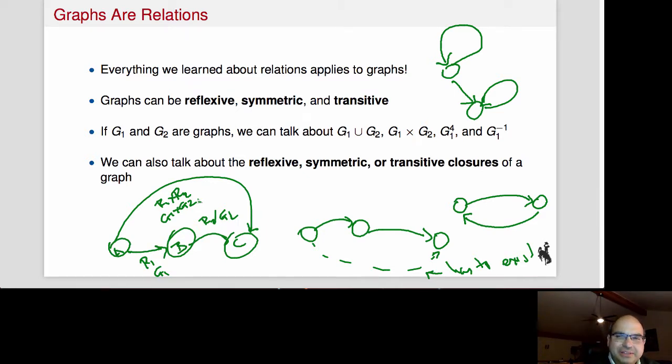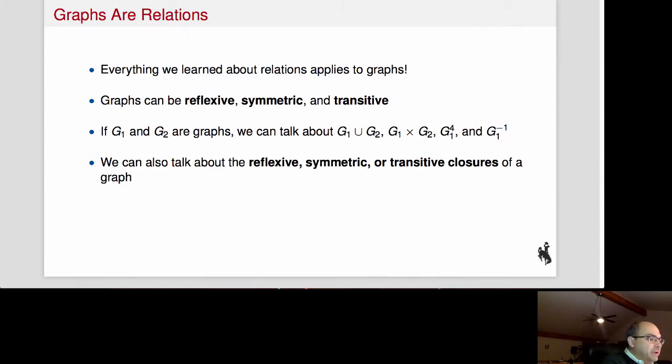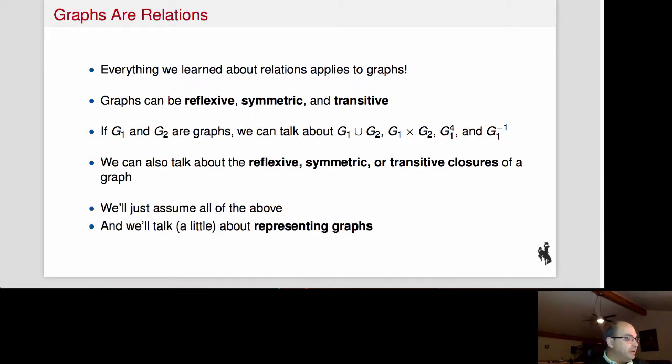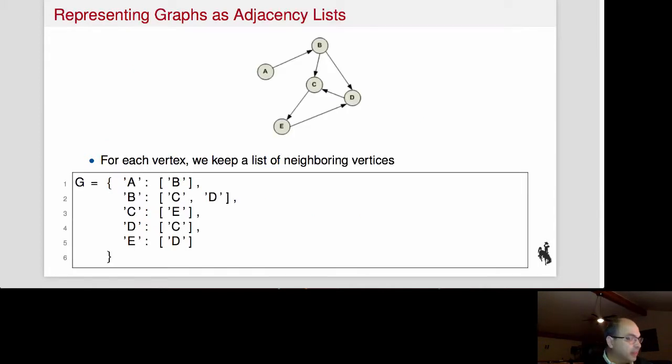Can I get the transitive closure of a graph? Absolutely. It is the smallest graph that is a superset of the original graph and is transitive. I'm sorry, and is reflexive. So yes, I can talk about all those properties. That's the stuff that we already know. Instead, I'm going to talk a little bit about how to represent graphs in code. So here's a graph, and how do I want to represent it?